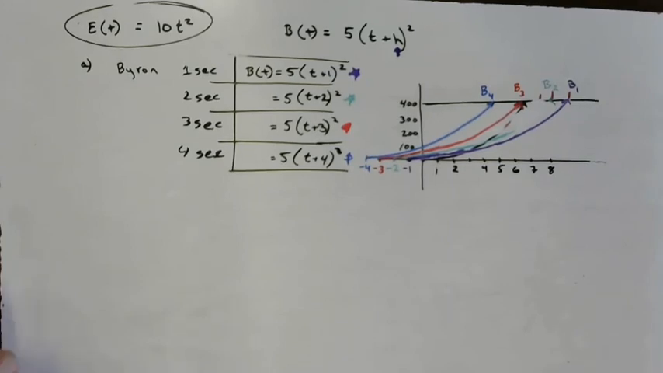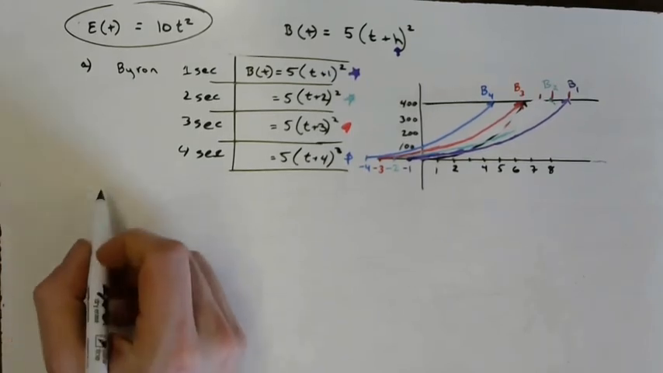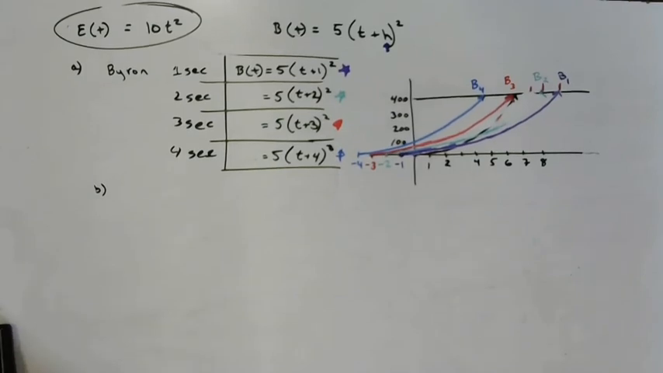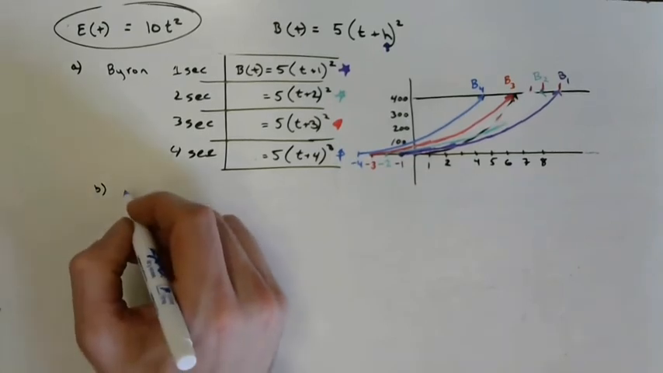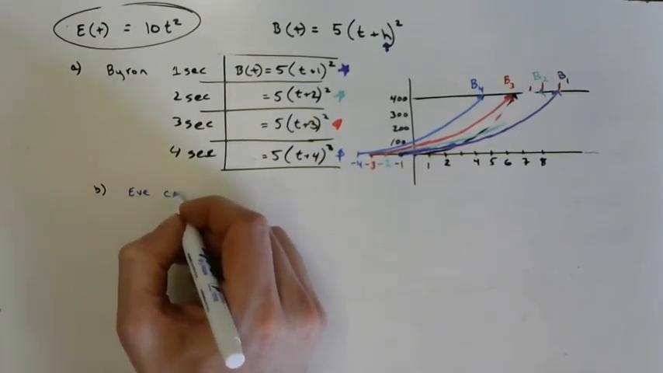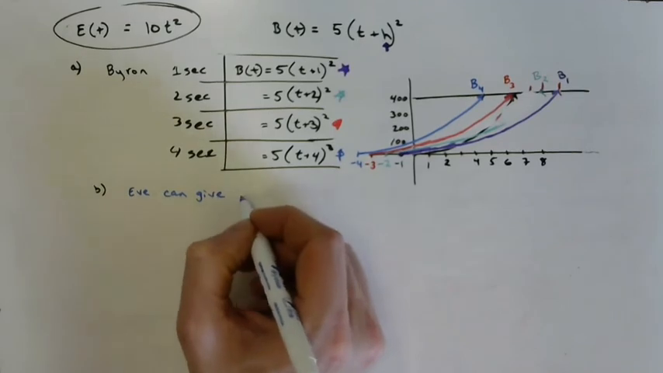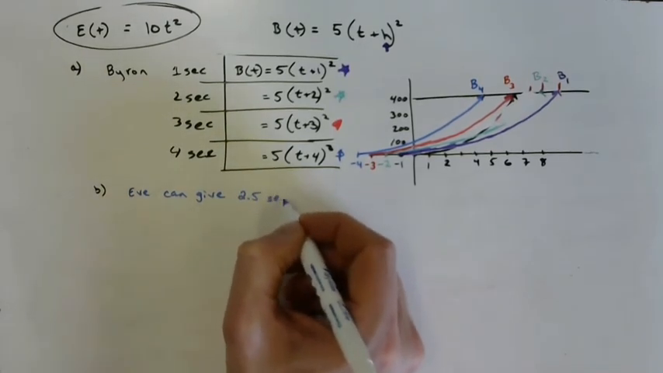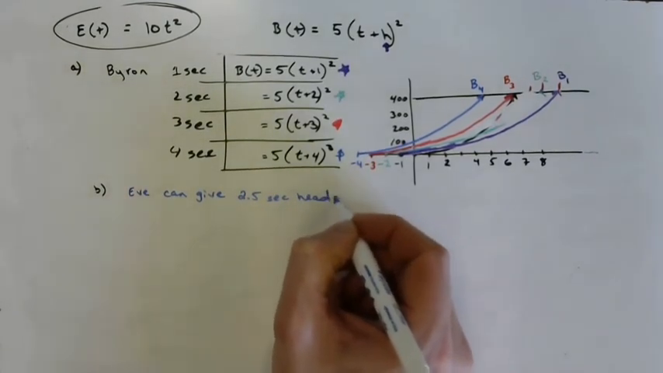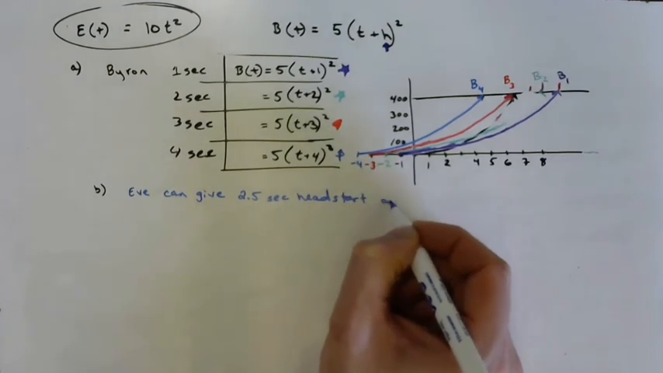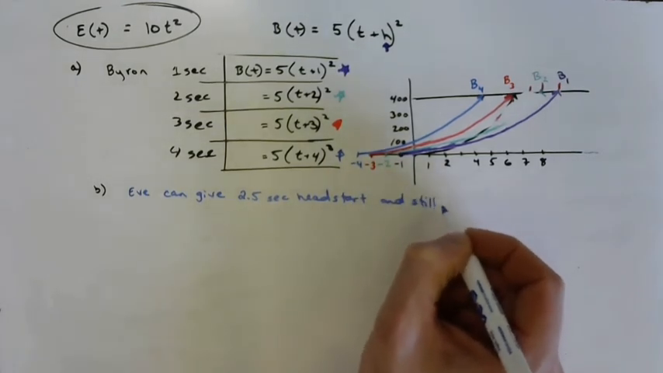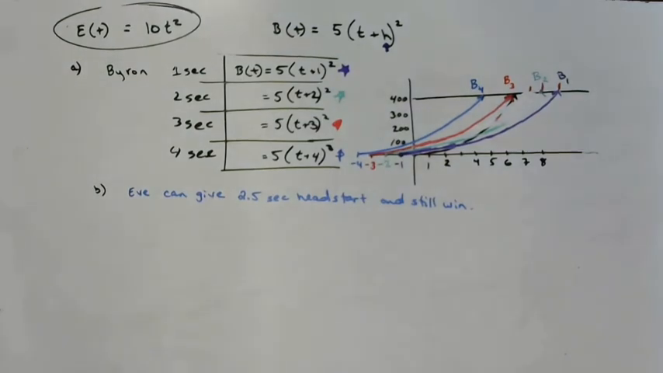And so based on the graphs, what kind of head start does he need? 3-second head start. To win or to tie? To come pretty close. Basically like 3. The question says, how much of a head start can Eve give Byron and still win? 2, 3. Eve can give, let's just say 2.5. 2.5 second head start, and still win. Unless she breaks down.